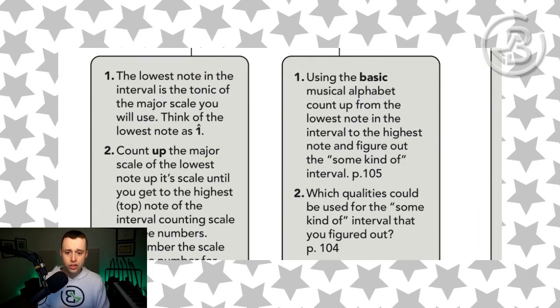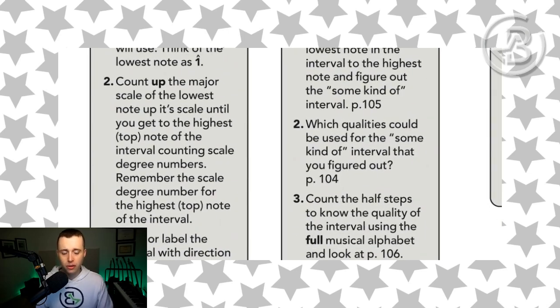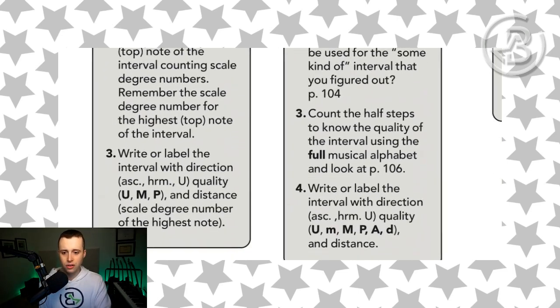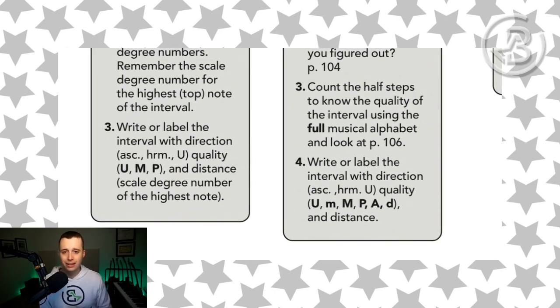So you're going to think about the lowest note as the tonic of the major scale. You're going to think of the lowest note as scale degree 1. You're going to count up the major scale from the lowest note, so C, D, E, F, G. Counting scale degree numbers, that's 5. Remember scale degree numbers, so that's 5 of the highest note in the interval. And then you're going to write down the direction of the interval, if it's ascending, harmonic, or unison. And then the quality is either going to be unison, major, or perfect. And the reason we know this is that's just the way the interval math works out whenever you are working with ascending or harmonic intervals and both notes are from a major scale you know.